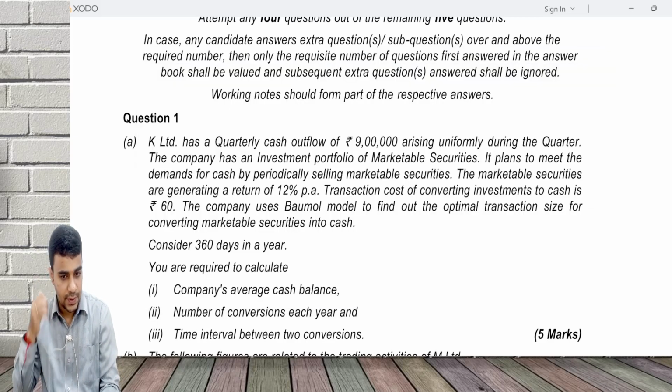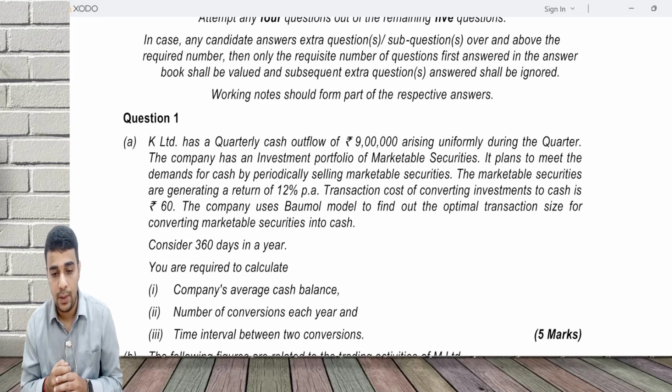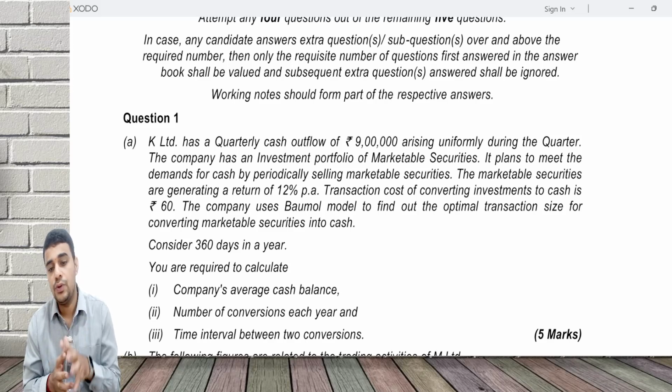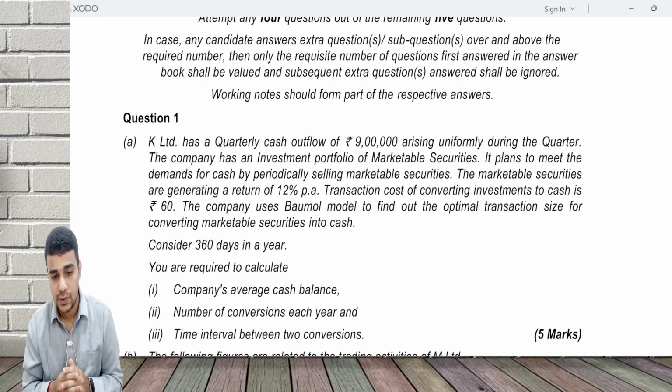Okay, this question is on working capital management. In that, you have an area called cash management. In that, there was something called Baumol's model of cash management, which is similar to EOQ calculation. So we are technically going to use the same EOQ formula to solve the problem.